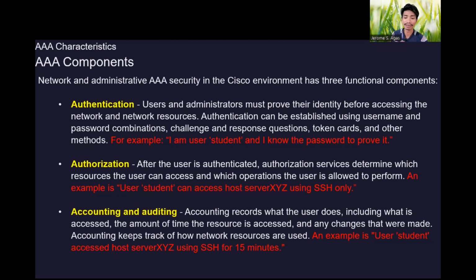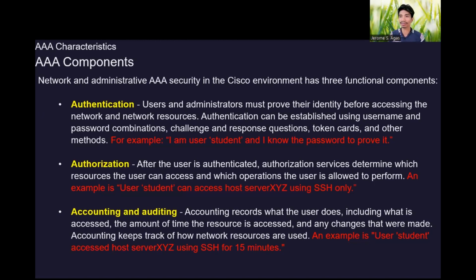So how about the accounting? Accounting and auditing: accounting records what the user does, including what is accessed, the amount of time, resources accessed, and any changes that were made. Accounting keeps track of how network resources are used. It is not enough if you have AAA and you don't know what's going on in the system, so you need the accounting and the auditing, to show the records of what you are doing inside the system. It is recordable, so you can track whether there is a violation.